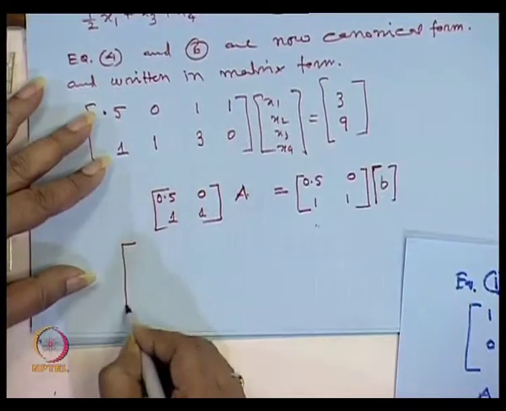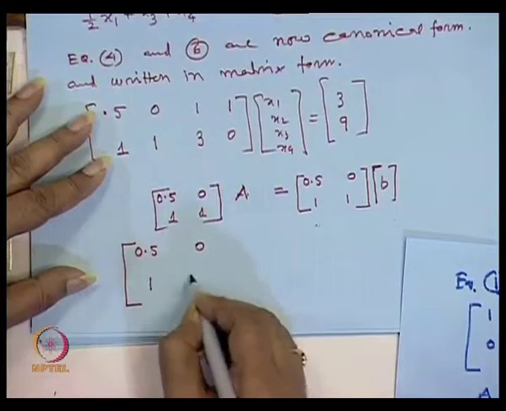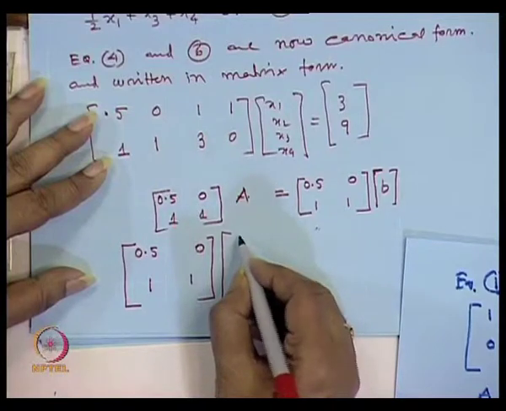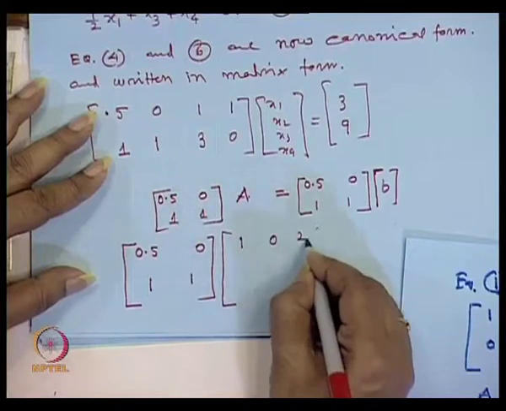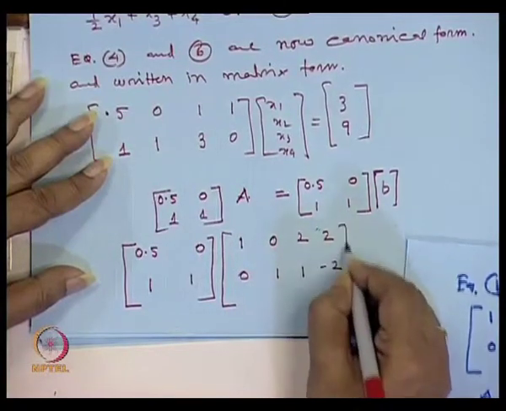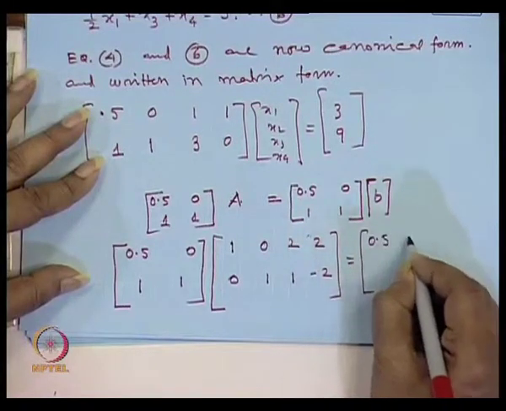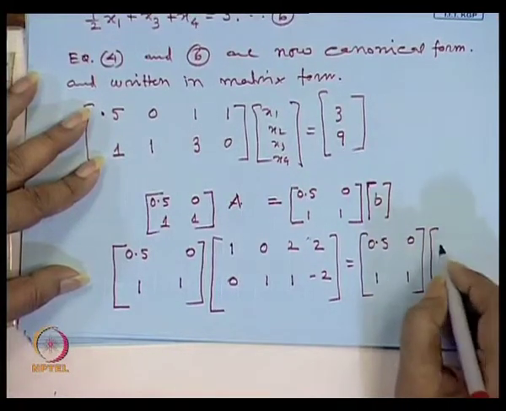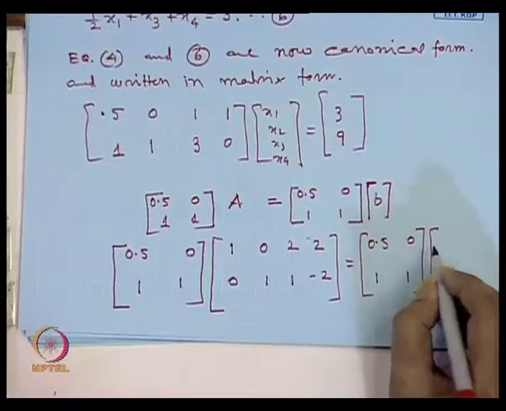You will see 0.5, 0, 1, 1. Our A matrix is what? See, our A matrix, if you see, is 1, 0, 2, 2, 0, 1, 1, minus 2, is equal to our B matrix, which is 6, 3. If you see our B matrix, that is 6, 3.